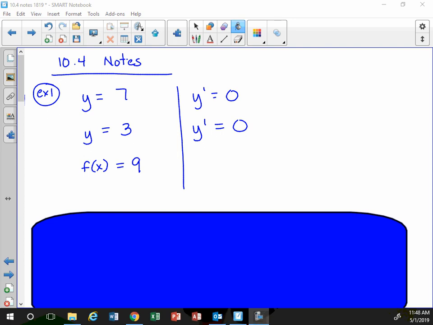So first one here, when y is 7, y prime is 0. When y is 3, y prime is 0. When f of x is 9, what do you think y prime or f prime of x is equal to? 0.